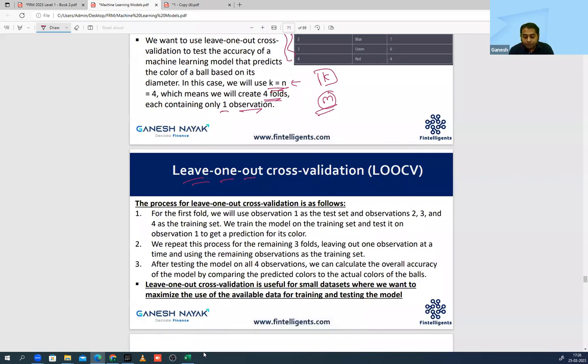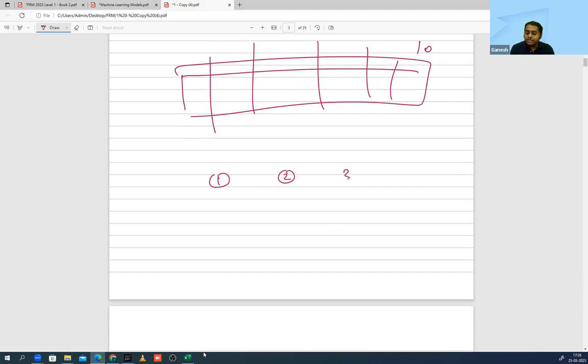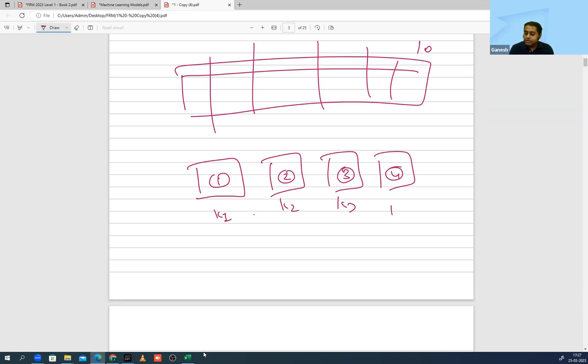For the first fold, we'll use the first observation to test, and observations 2, 3, and 4 as training. What does that mean? How many data points do I have? I have 4 data points for the 4 toys. For example, I have created this as the first fold, K1, this as K2, this as K3, this as K4. We are using the same logic. I'm going to use this as training the first time, and this will become my testing. Right? I will repeat the process.